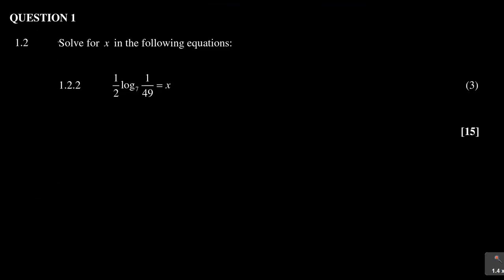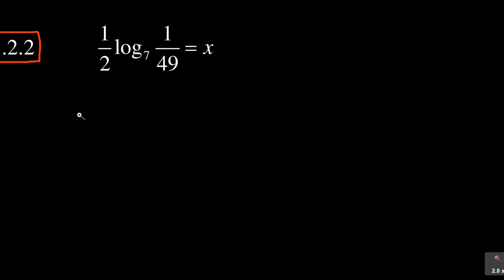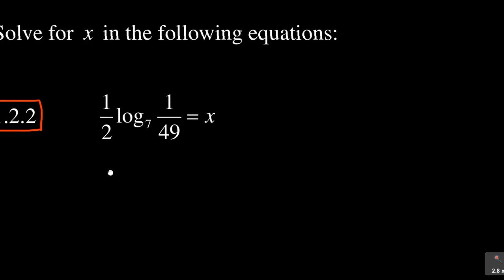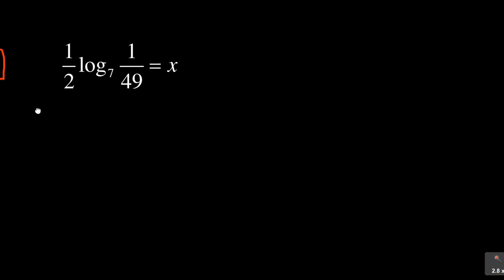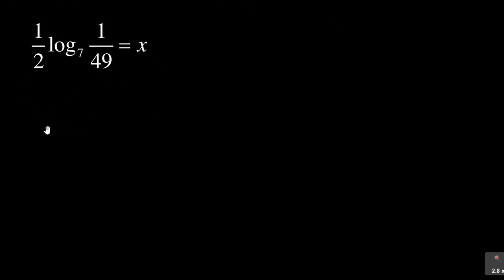That is the last question, and this last question is out of 3, and total question 1 was out of 15 marks. So now let us look at 1.2.2. It says half log in base 7 of 1 over 49 is equal to x. So we are again solving for x. In this case, the question is solve for x in the following. Now look at this. It's 3 marks, and we're supposed to solve for x.